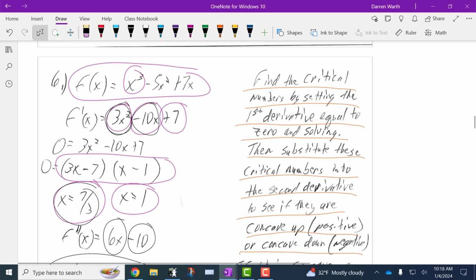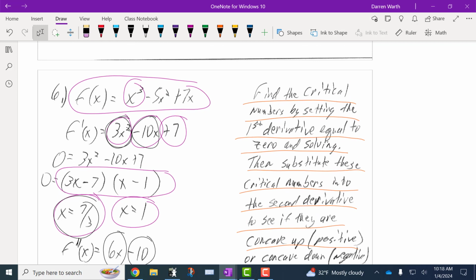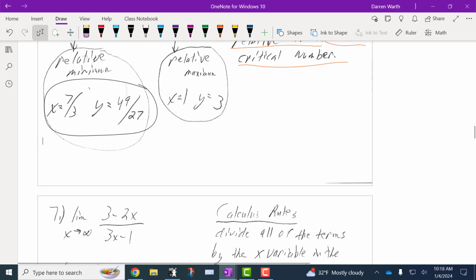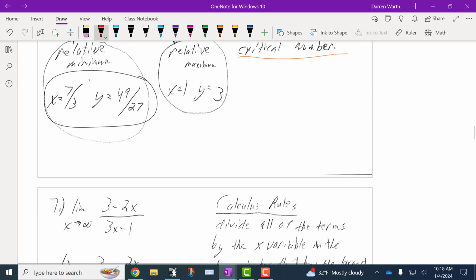So notice, here's my original equation right here, which is x cubed minus 5x squared plus 7x. If I want to find the y value of it, I just substitute that back in. So I've got x cubed minus 5x squared plus 7x. I'll have to take a calculator and substitute that in.